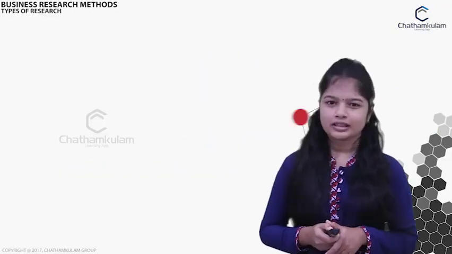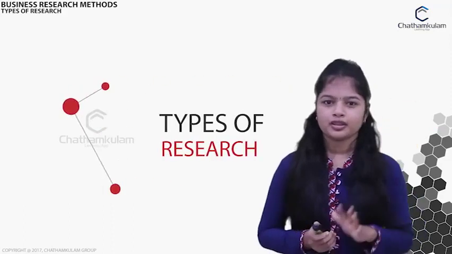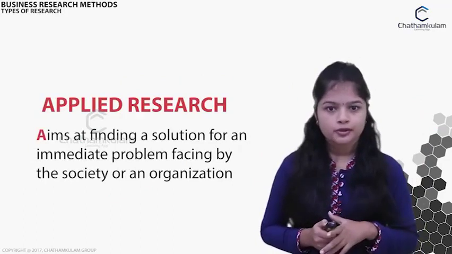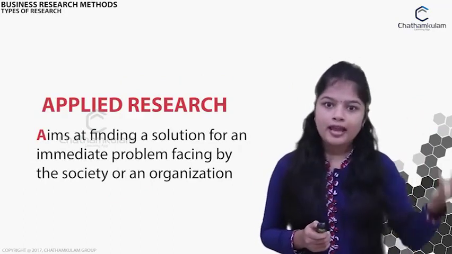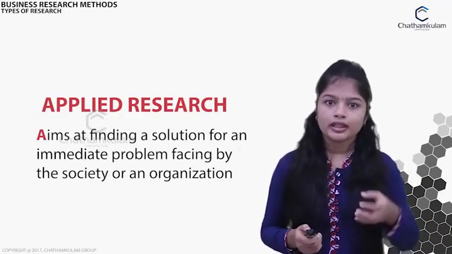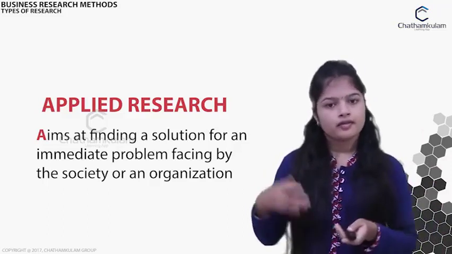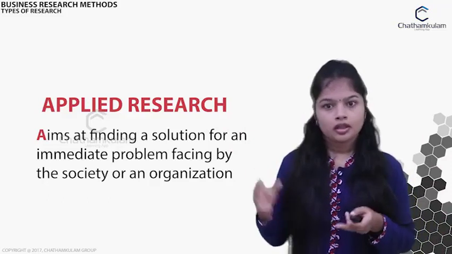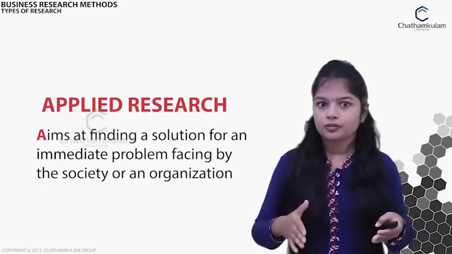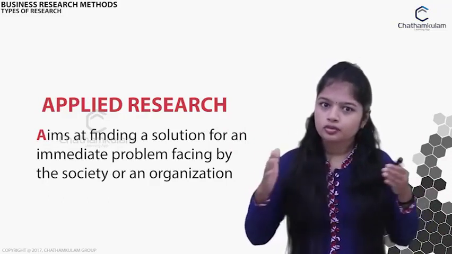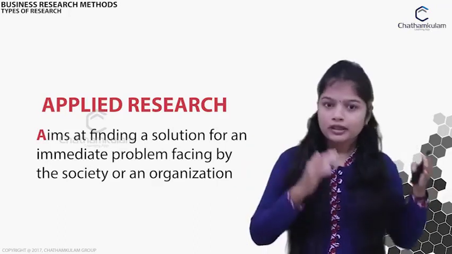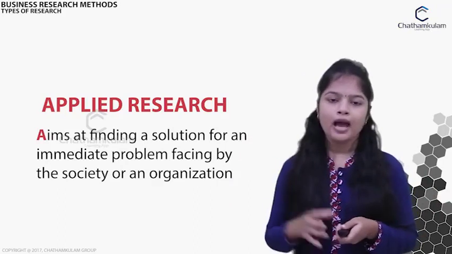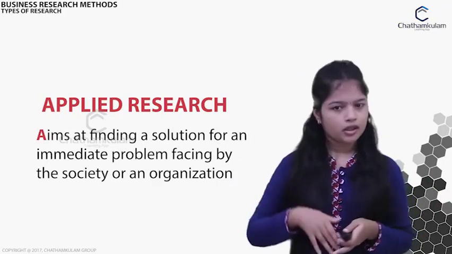Now let's check a few types of research. First one is applied research. Applied research aims at finding a solution to an immediate problem facing a society or an organization. We all know that research means finding a solution to a problem, whereas applied research means finding a solution to an immediate problem happening in the society or in an organization.